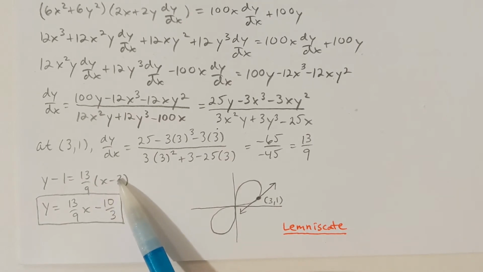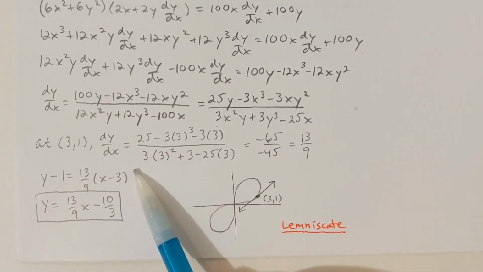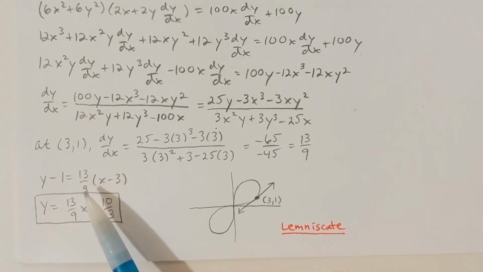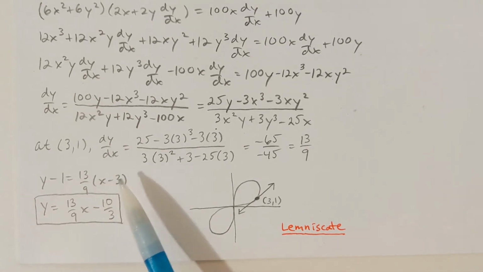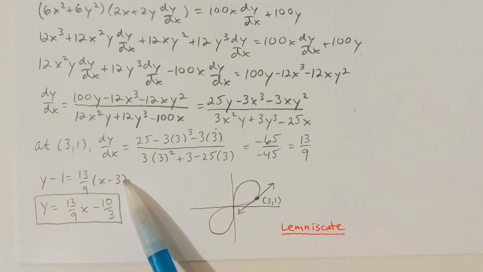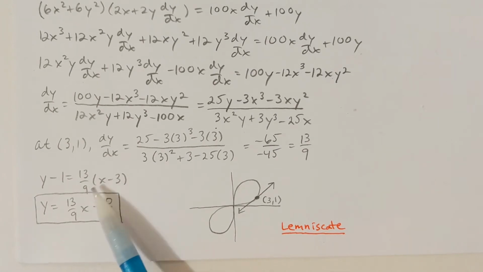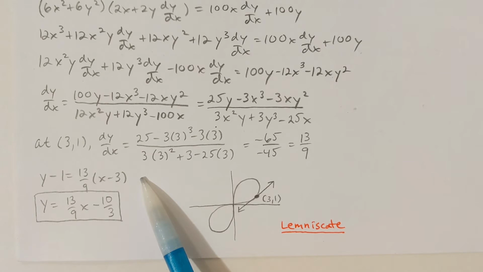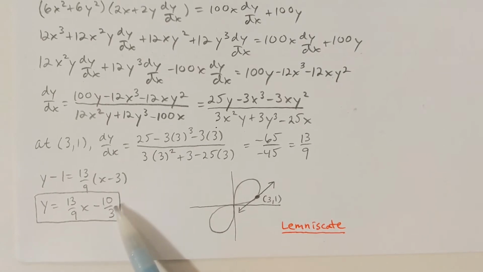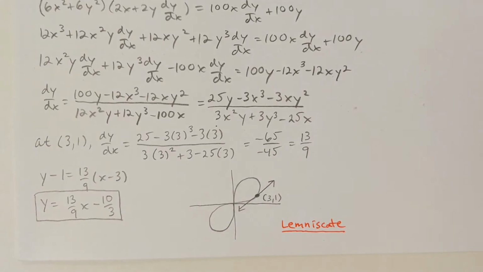So when I distribute 13/9 into these two terms and then add 1, I'll have y equal 13/9 x minus, it'd be 13/3, but then I'm adding 1. 1 is the same as 3 over 3. Negative 13 over 3 plus 3 over 3 would be minus 10 over 3 then.